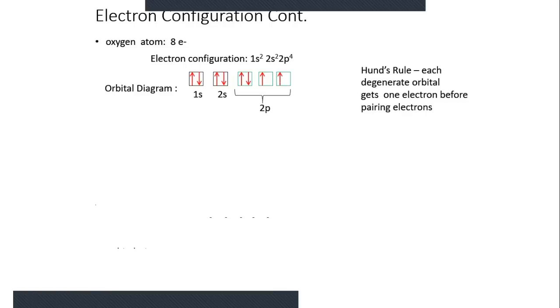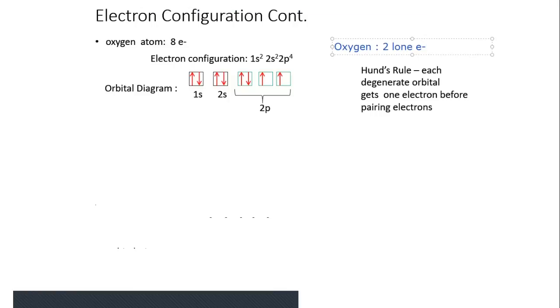So we talked about Pauli's exclusion principle: no two electrons can have the same set of 4 quantum numbers. We talked about the Aufbau principle: you start with the lowest energy level and fill that before moving to the next energy level. And now Hund's rule: each degenerate orbital gets one electron before you pair it up. And here, oxygen has two lone electrons. That's important because oxygen's most common charge as an anion is what? That's right, negative two, because it has space to accommodate two more electrons.